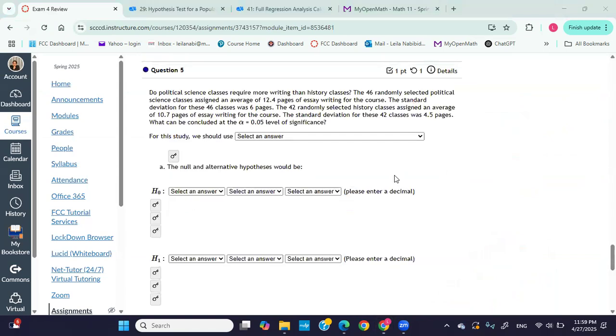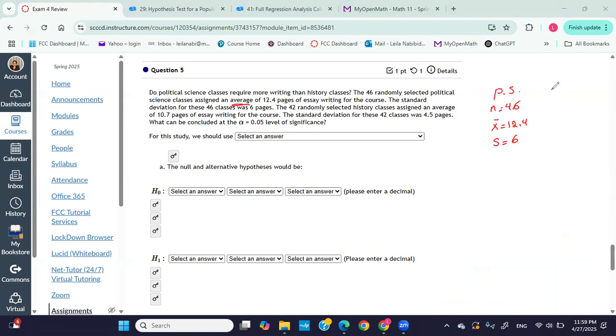The next question says, do political science classes require more writing than history classes? That's a claim. Now it says, the 46 randomly selected political science classes assigned an average. So for the political science class, we have a sample of 46, and the mean of this group is 12.4, and the standard deviation for these 46 classes, which means the standard deviation of the sample, is 6 pages.